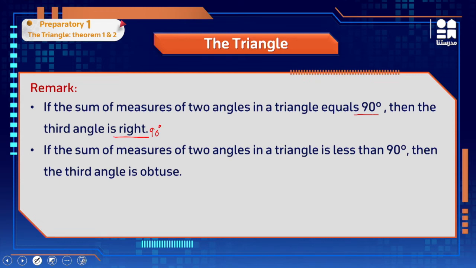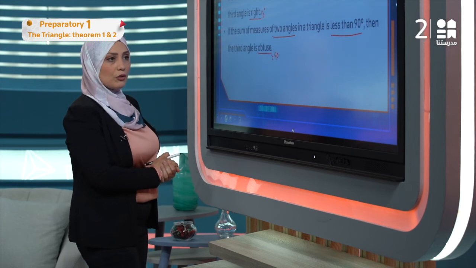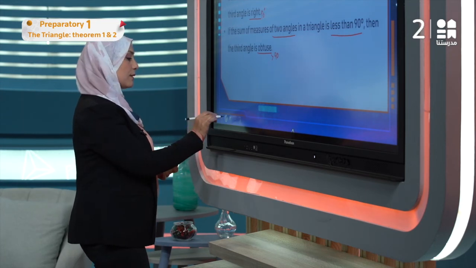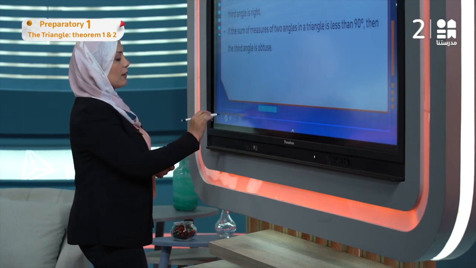Two. If the sum of measures of two angles of a triangle is less than 90, so the third one is obtuse. What does it mean? Obtuse, it is greater than 90 and less than 180. Do you remember that? Okay, now the third one.